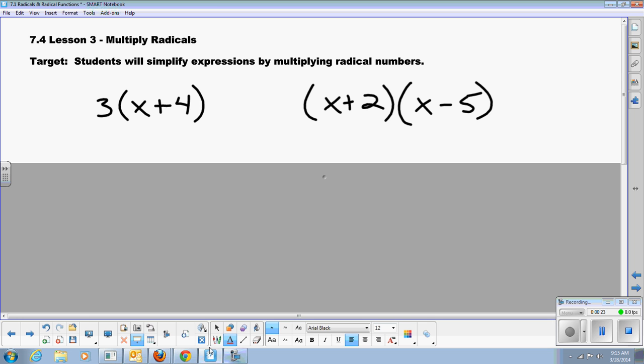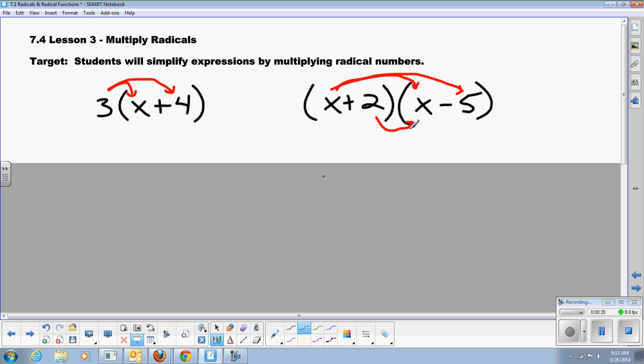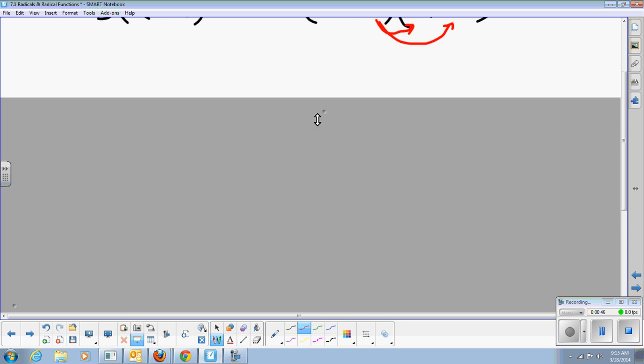In these examples, when you have done this before, you distributed the 3 with 3 times x and 3 times 4. And like on this one, you went x times x and x times minus 5, and then 2 times x, and then 2 times minus 5. You're going to be using those same ideas of distribution as you work with simplifying radicals. So let's get started with those.